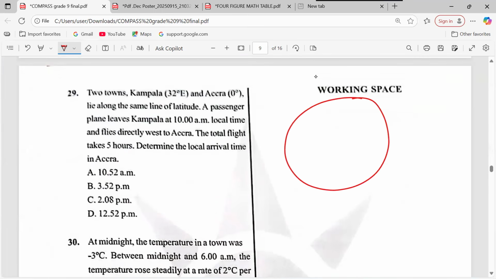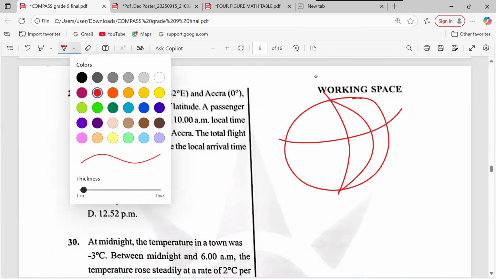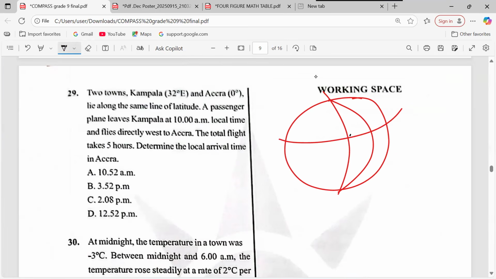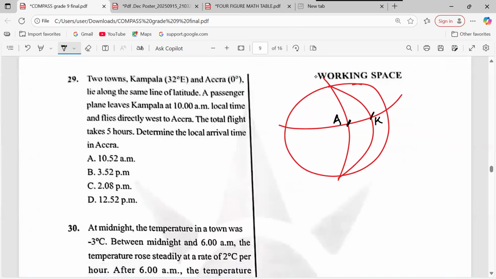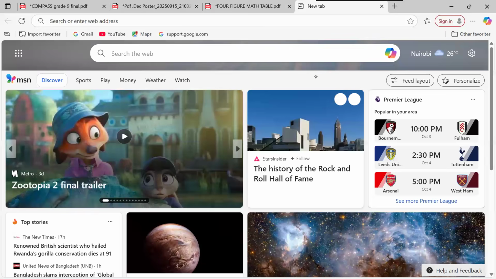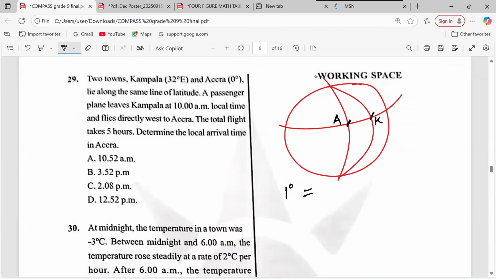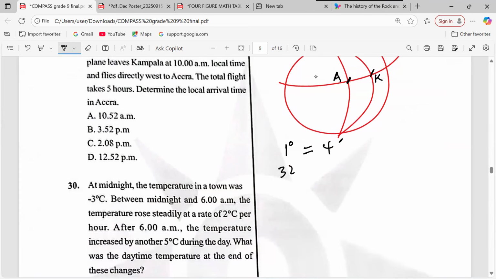I will do this by first giving it a sketch. So along this particular latitude, we have Accra along the prime meridian, then Kampala to the east that way. What's the angle difference? 0 degrees, the prime meridian, all the way to that 32 in the east. So we usually say that 1 degree equals 4 minutes time difference. What about the 32 degrees?